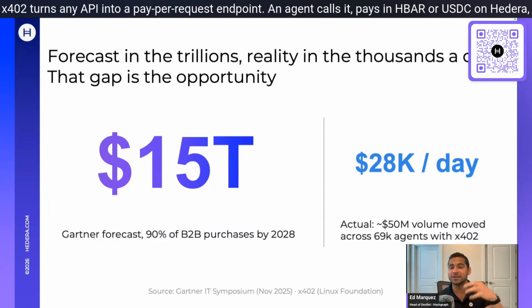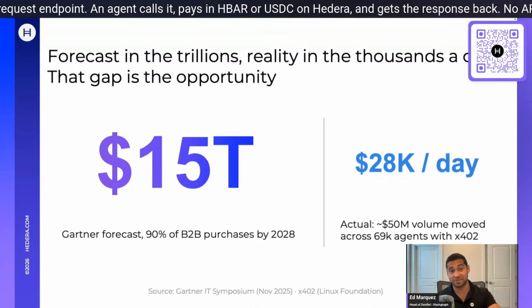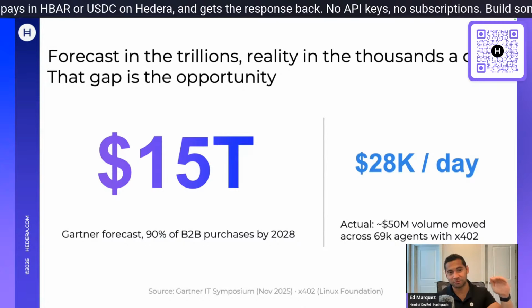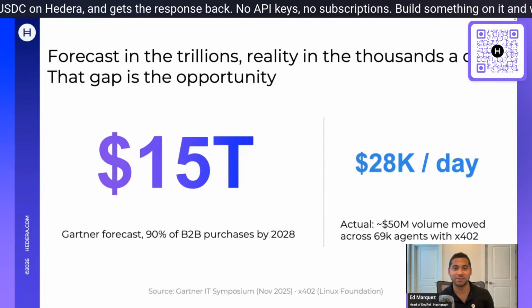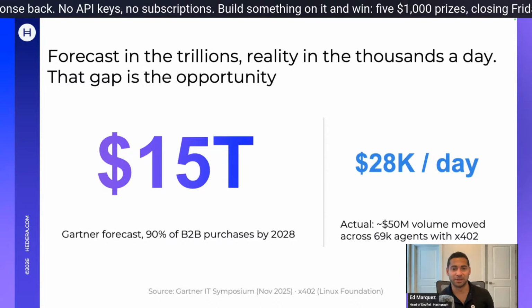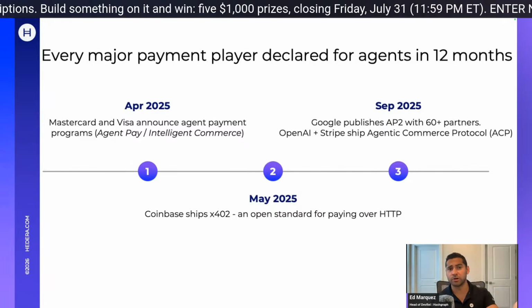So it's not extremely high. We have the rails, they are here, but the volume is not super high just yet, right? And that gap between the $15 trillion and the $28,000 a day, I think that's the opportunity that we have in the next few years. So let's see where things actually are now, right?